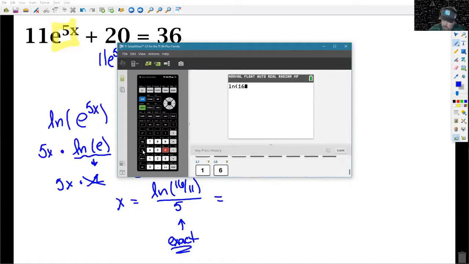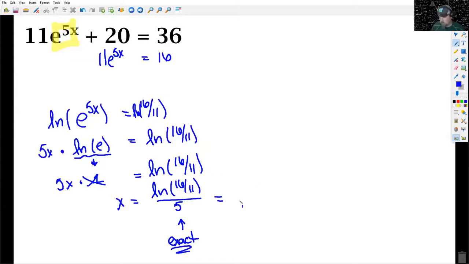So we get 16 divided by 11 in there, close those parentheses, hit enter, then I'm going to divide it by 5. I get 0.075. So we're going to get 0.075. That right there, folks, that is our rounded.